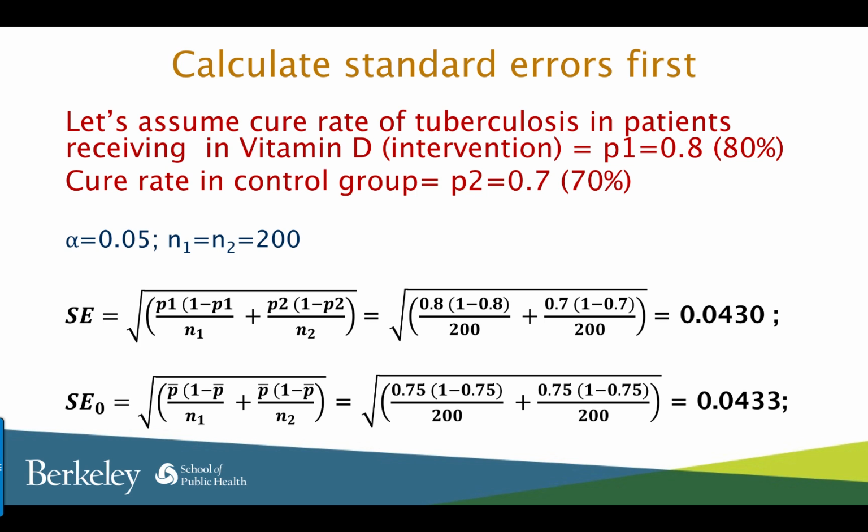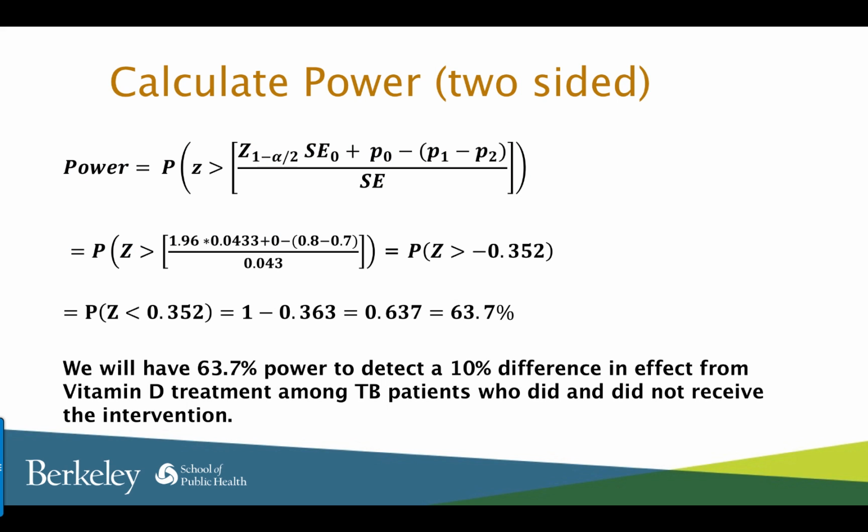And note that the P bar is the mean of two proportions, basically 0.75. The mean of 0.8 and 0.7 is 0.75. And you just need to plug in the numbers and you get your standard errors. Okay, now we have our standard errors, and then we are all set to calculate power.